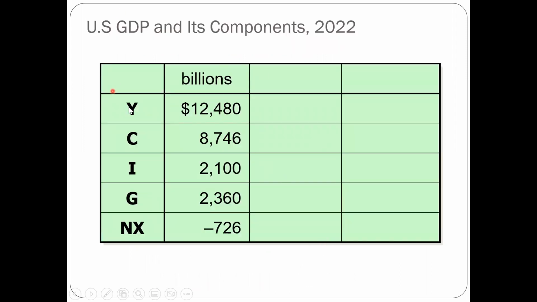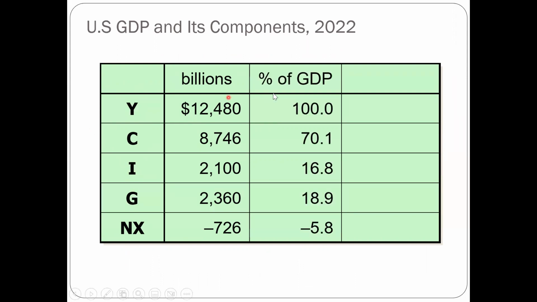And this is a numerical example. Here, the US GDP and its components. We have Y capital, denoted for GDP. We have the four main components: consumption, investment, government spending, and net exports. And this is a percentage of GDP.